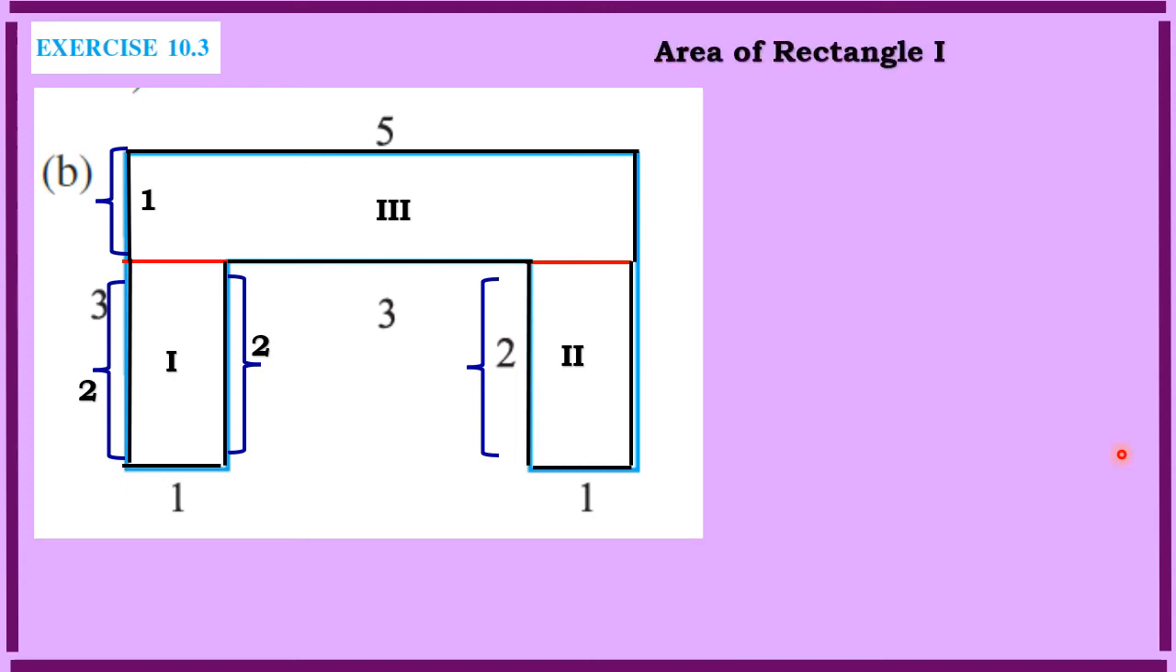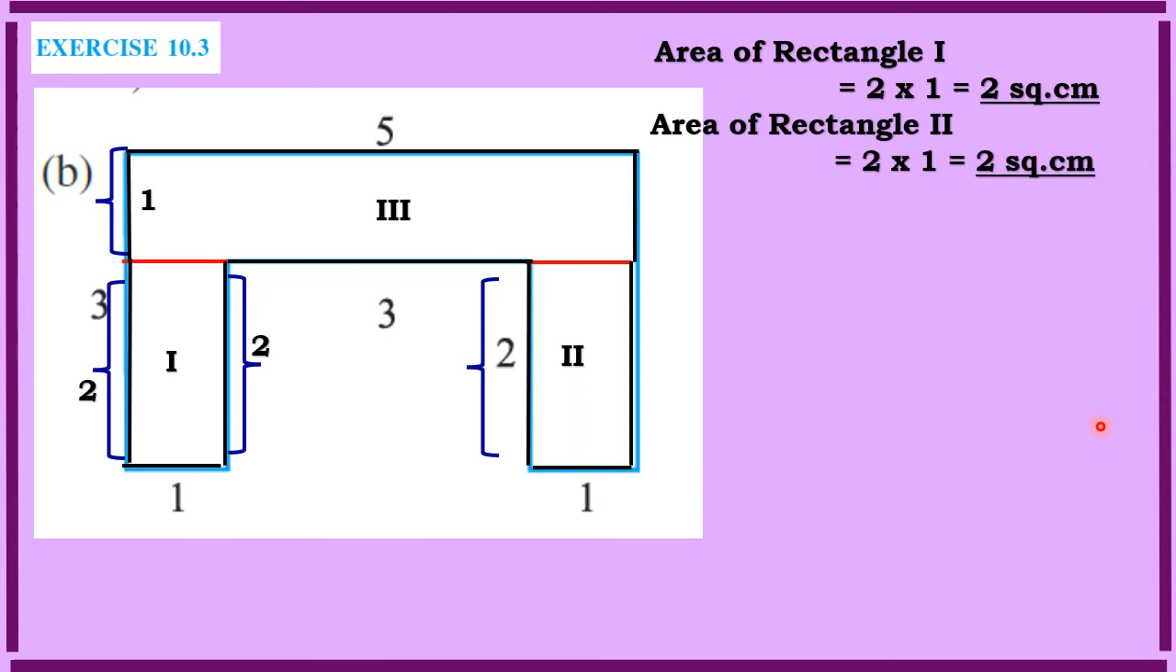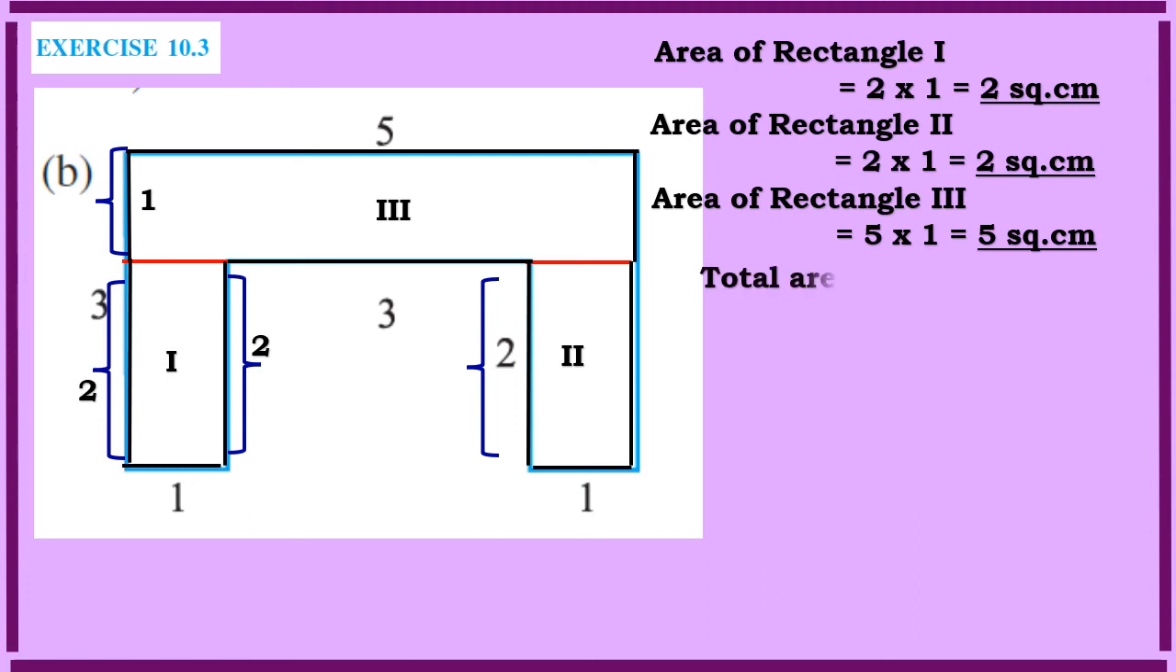Okay, now we got all the dimensions. Now area of rectangle 1. Rectangle 1 area 1 into 2 or 2 into 1. Now rectangle 2, same, 2 into 1 only. Now rectangle 3, here 5, breadth 1. So 5 into 1, 5. So what is the total area? You have to add all. So it is 9 square centimeter. Clear? Next one.